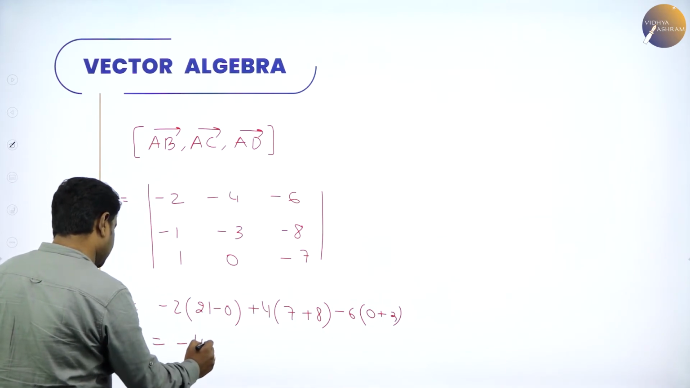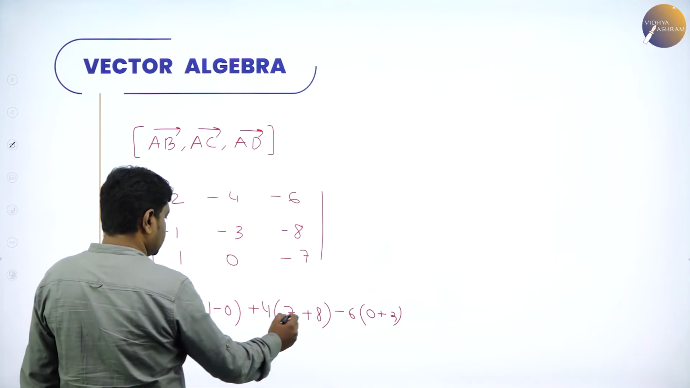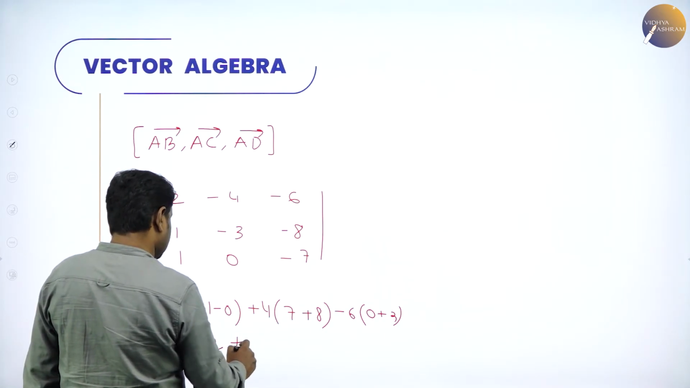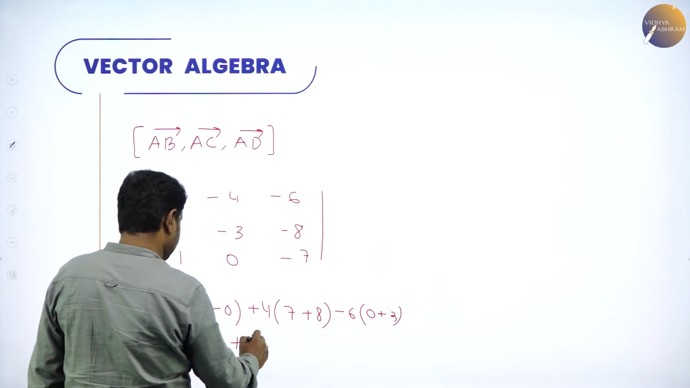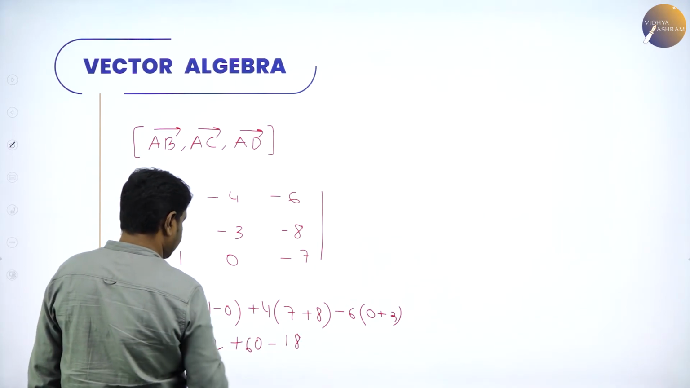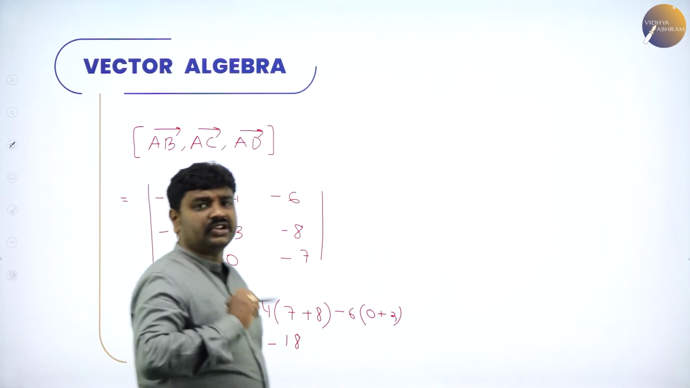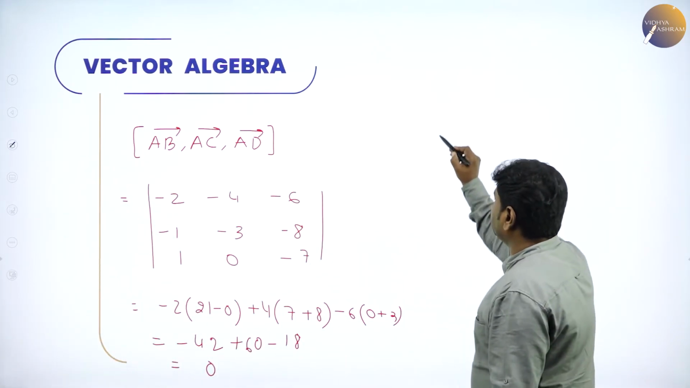Minus 42. 7 plus 8, that is 15. 15 into 4 plus 60. Minus 18, that is 0. So now we got the box product as 0. So therefore, you got what?